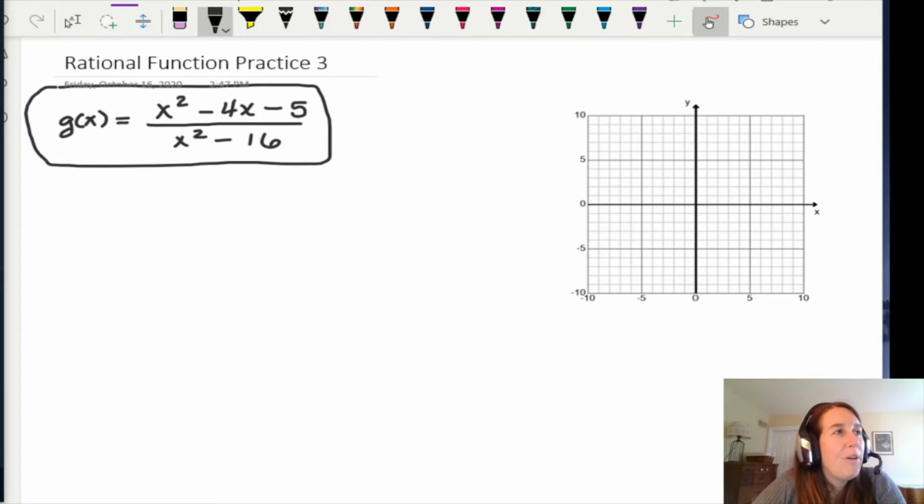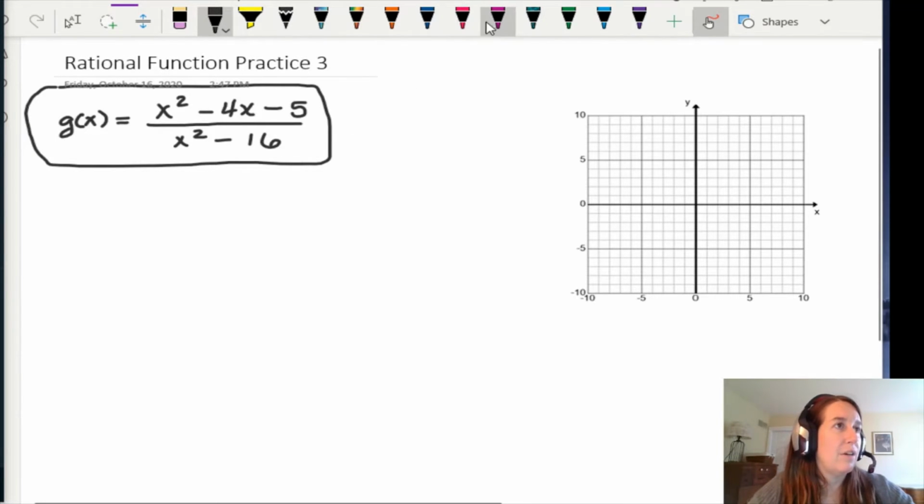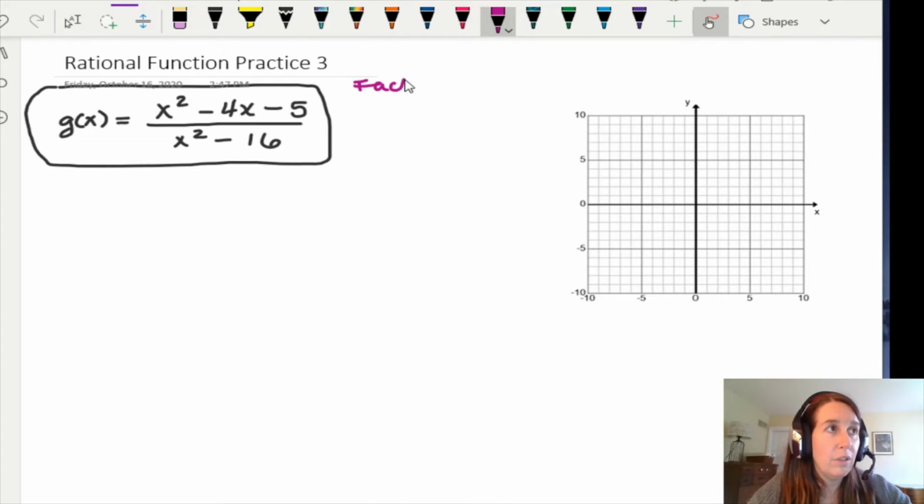Okay, so we have one more practice of rational functions where I take you through all the steps. In this case, I think I've planned it so there are two vertical asymptotes, so we can see what happens when that is the case. Remember that our first step is, if possible, we want to factor the numerator and the denominator. So let's see if this is factorable on the top and the bottom.